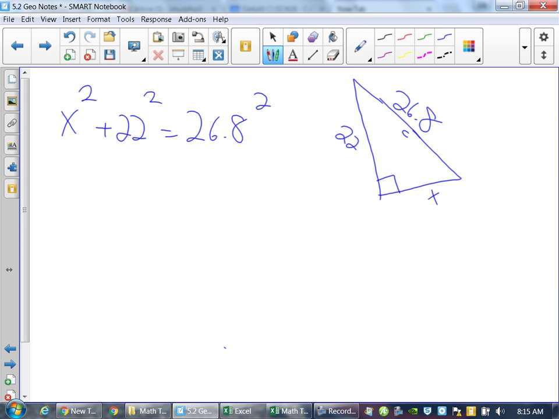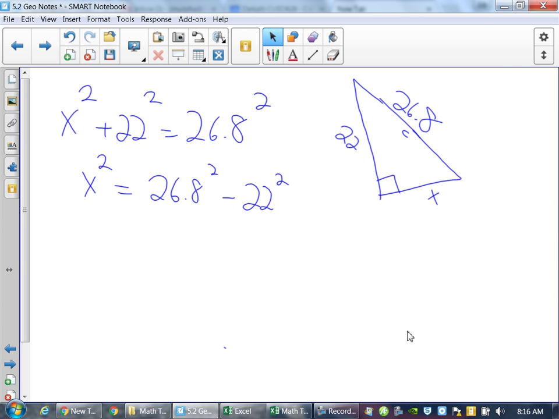Again, this is why it's important that you have your calculator, because you can do one of two things. I could press my squared buttons and rewrite the equation, or x squared is going to equal 26.8 squared minus 22 squared. All I did was just move that over, just by subtraction, just like you would normally. Now what I have to do is put it in my calculator.